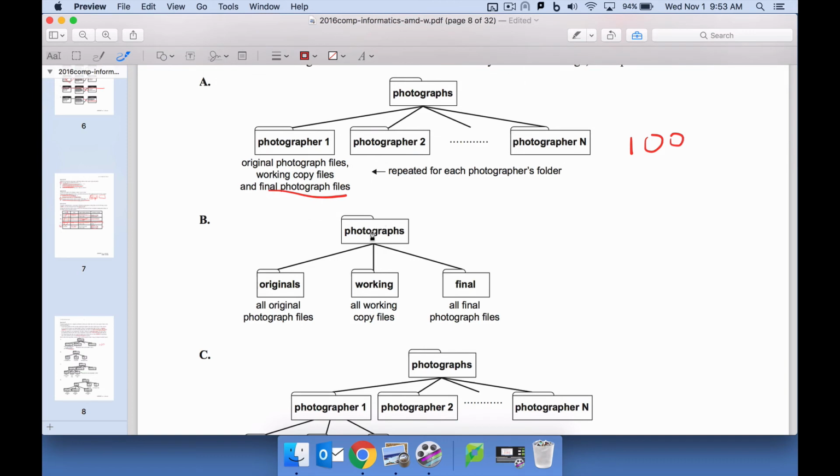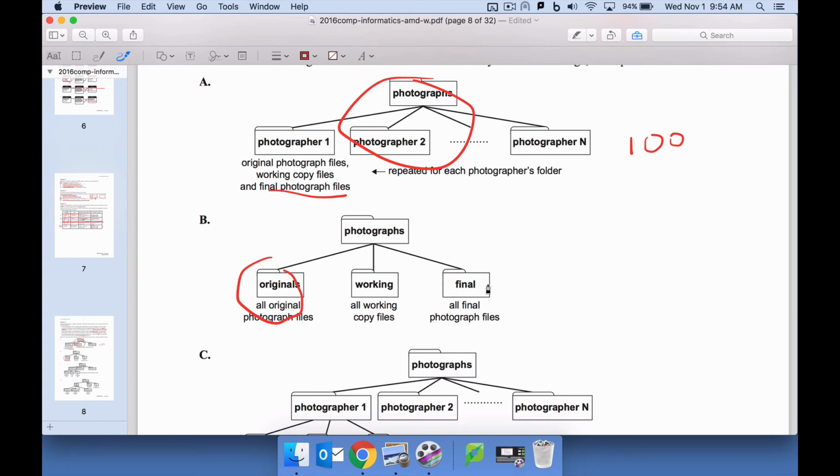B, we have photographs. We have originals, we have working, and we have final. By the looks of it, it doesn't show from our first point. We need to know where all the original photos came from. So this folder structure would be good in other respects, but it's not. So this is probably not going to work either.